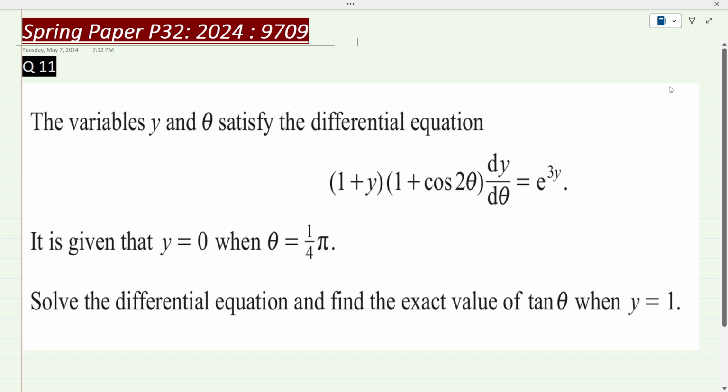Question number 11. The variables y and theta satisfy the differential equation (1 plus y)(1 plus cos 2 theta) dy over d theta equals e raised to power 3y, where y is 0 when theta is pi over 4. Solve the differential equation and after solving it, find tan theta when y is 1. Okay, this is the question.